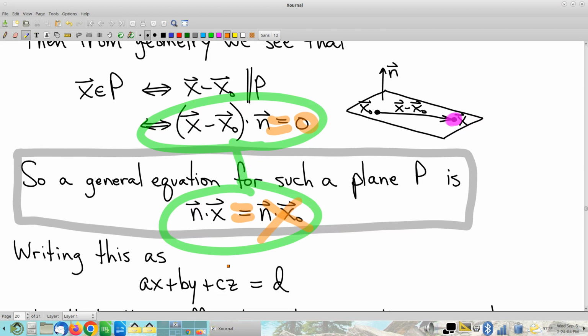Is that multiplying or is that a dot product? Right here? Yeah, that's a dot product. I mean, there is no such thing as just multiplying two vectors. That's not a thing. Right. All right.